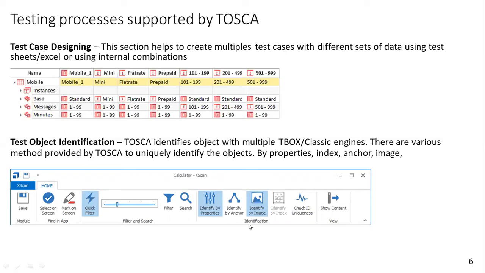You can continue. So this is identify by anchor, identify by properties, identify by image. So these are the various methods by which TOSCA identifies the test object.